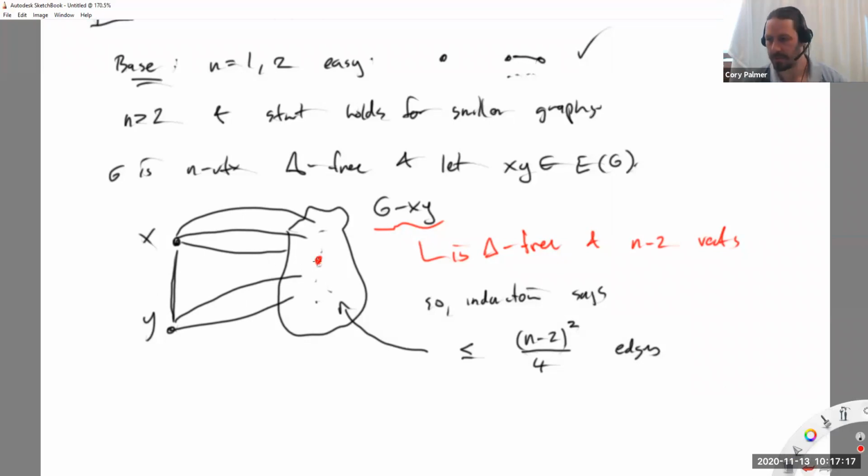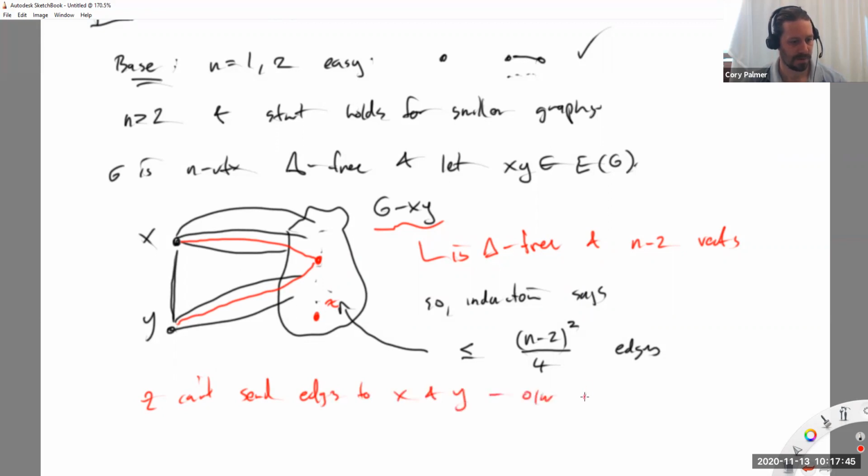Let's look at this scenario here. Take a vertex here and imagine x sends an edge to this z and y sends an edge to this z. That's a triangle. That can't happen, right? So every vertex over here, every z, it sends at most 1 edge to x and y. It can't send an edge to both x and y. Otherwise, there's a triangle.